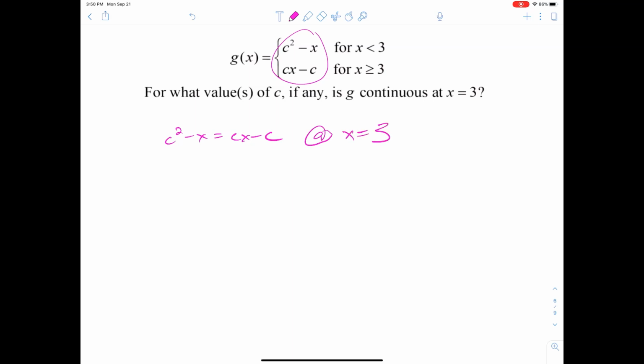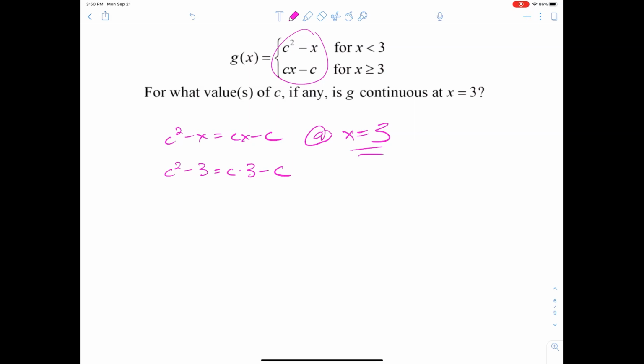Okay? Now, we need to find a value c, and there's a whole bunch of variables in here, but we do know one more piece of information. We're only concerned about when x equals 3. So we're going to go c squared minus 3 equals c times 3 minus c. And from there, it's just our ability to solve an equation.